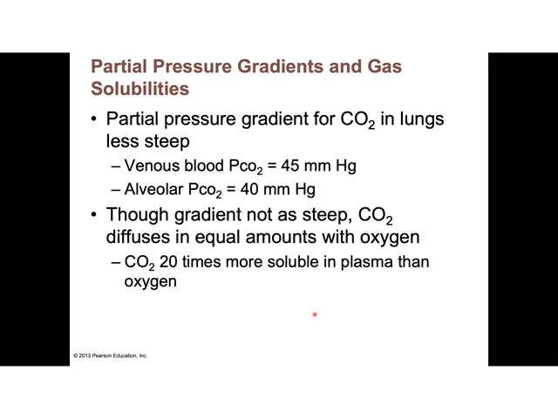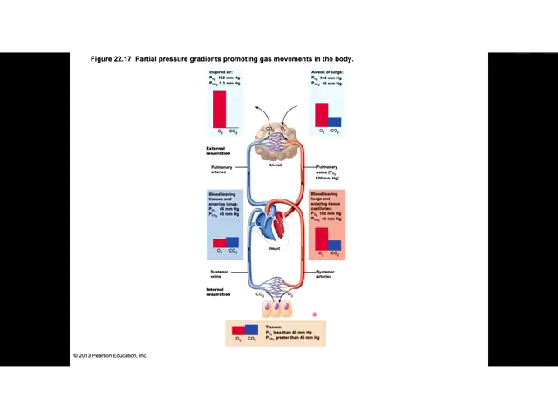Okay? And the result of that is you can dump a lot of CO2 into the blood as a result of this increased solubility, in addition to the fact that, again, CO2, even though it's technically a nonpolar molecule, has more polar character than oxygen does. And there you can see the changes in oxygen and CO2 in the pulmonary and the systemic circuits. Okay? And remember, this is all driven by diffusion.